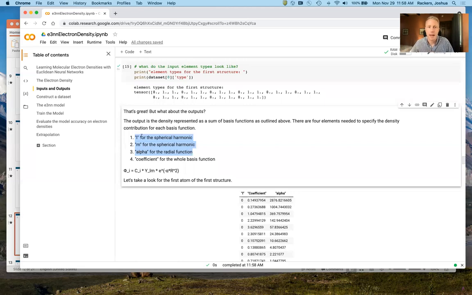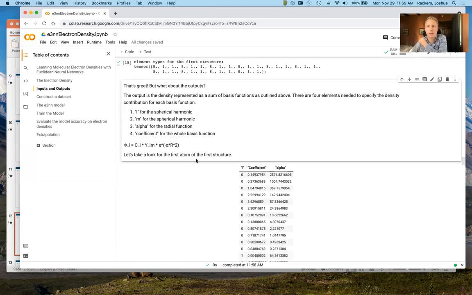And that is the L for a given function, the M for a given function, and the alpha for a given function. The fourth one is the actual thing that we want to learn, and that's the coefficient that corresponds to that basis function. So let's take a look at what that looks like for an example.